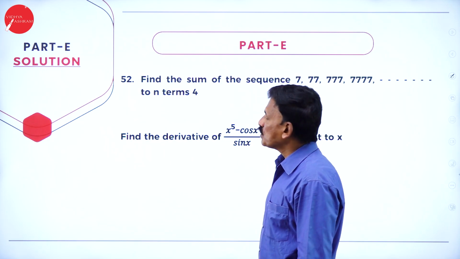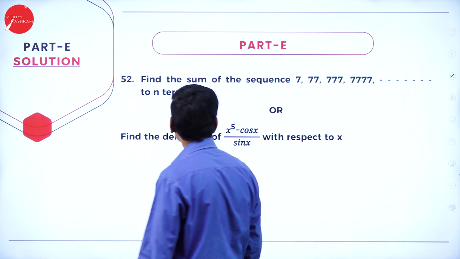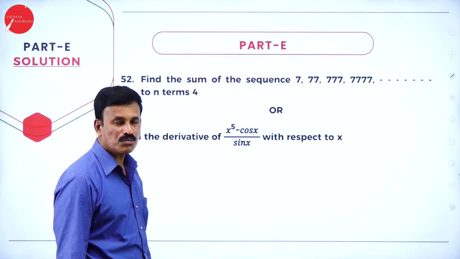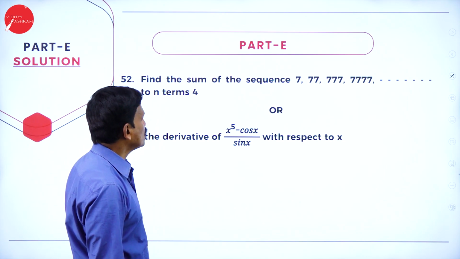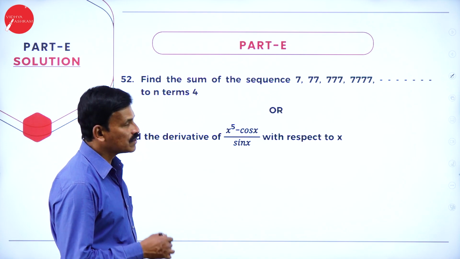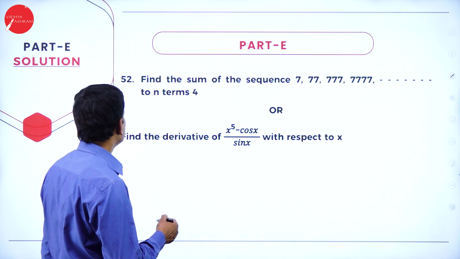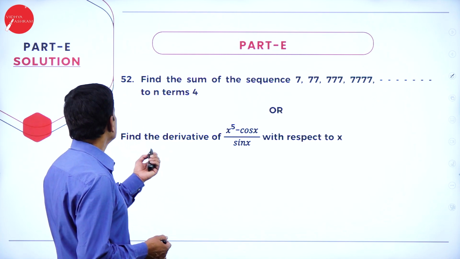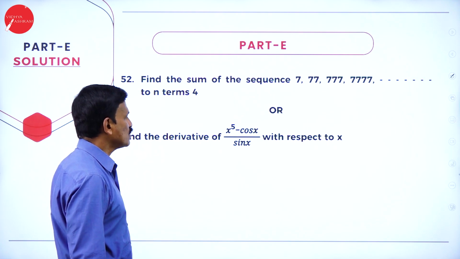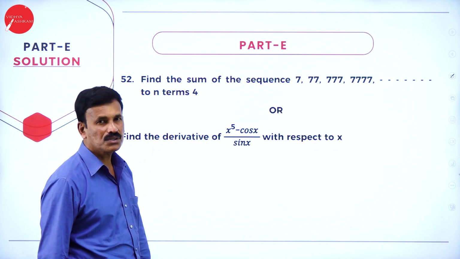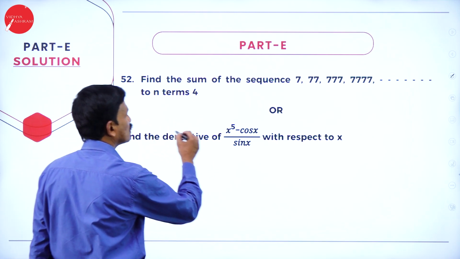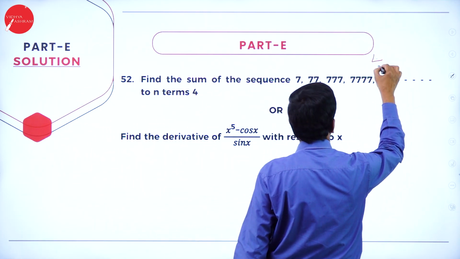Now, move on to the 4 marker question, the last question in this unit, that is part E. Find the sum of the sequence 7, 77, 777, 7777, etc. to n terms, or find the derivative of x⁵ − cos x divided by sin x with respect to x. Now, this is a 4 marker question.